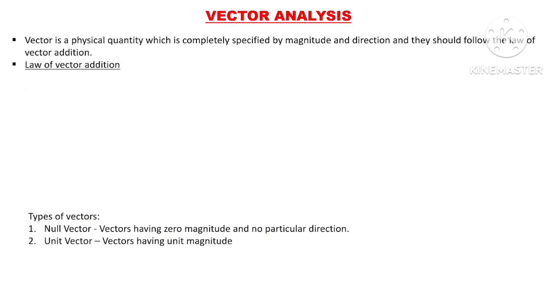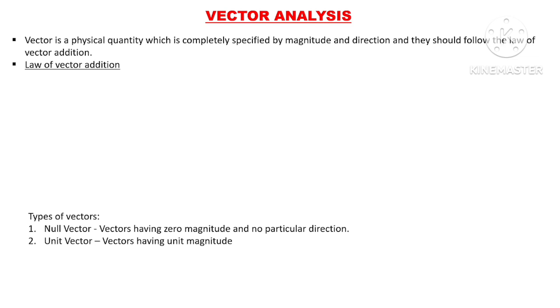So before jumping into the syllabus, it is always good to talk about a few basics. So what is a vector? A vector is a physical quantity which is specified by a magnitude and direction. Besides these two, magnitude and direction, it should follow the law of vector addition as well.